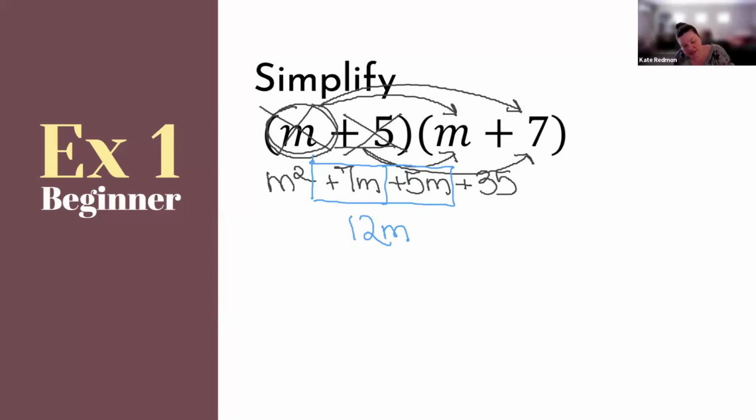Now, taking a look at this, we combined our middle terms. We have those positive 12m, but there's no other m squareds, and there's no other constants, plain old numbers. So those will just drop, and I'm done.